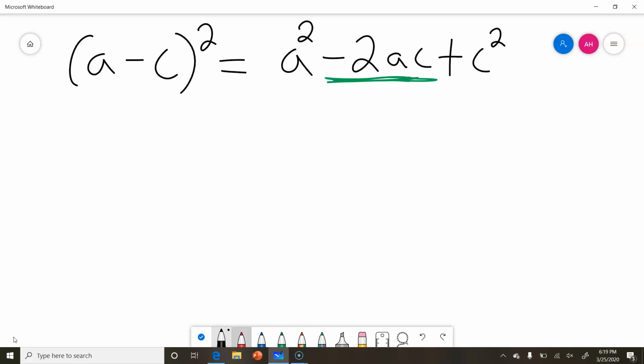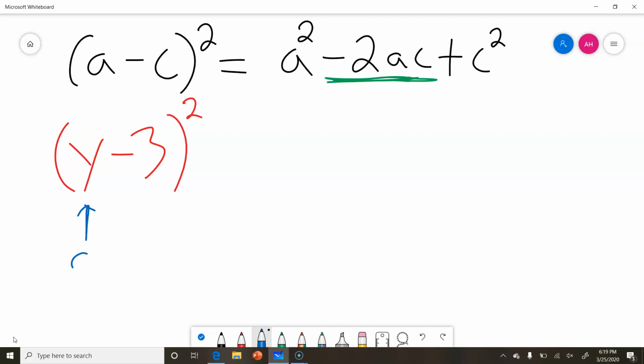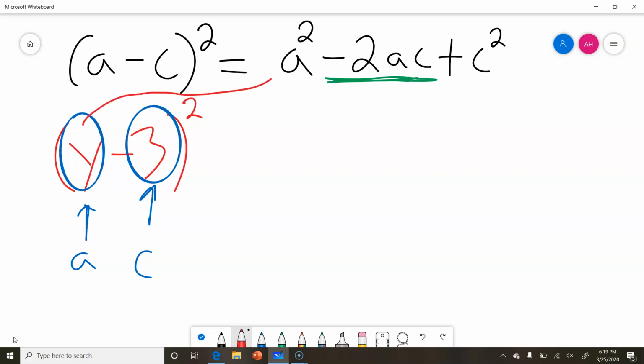So let's say that they give us this kind of problem right here that says y minus 3 squared. All I'm going to do is I'm going to call this one right here, I'm going to say you are a and you are c. Key part here is it's only referring to the 3, not to the minus. Okay, only to the 3, and the a is only referring to the y. So then we take this y and put it in right there, and we just square it. There's our first step.